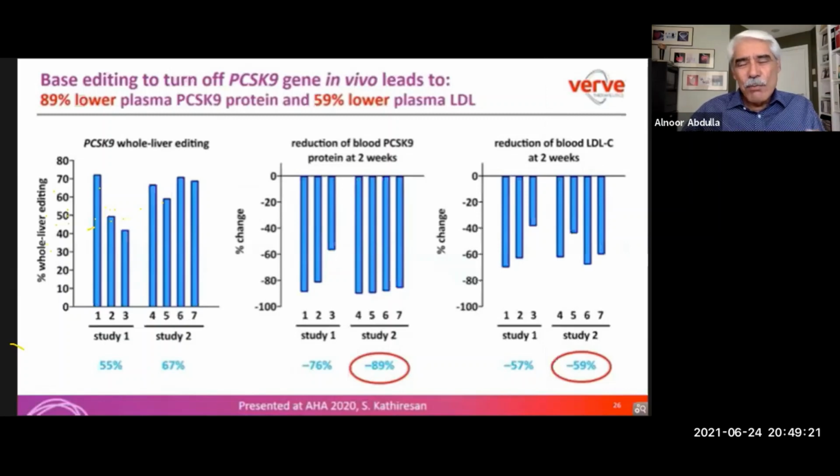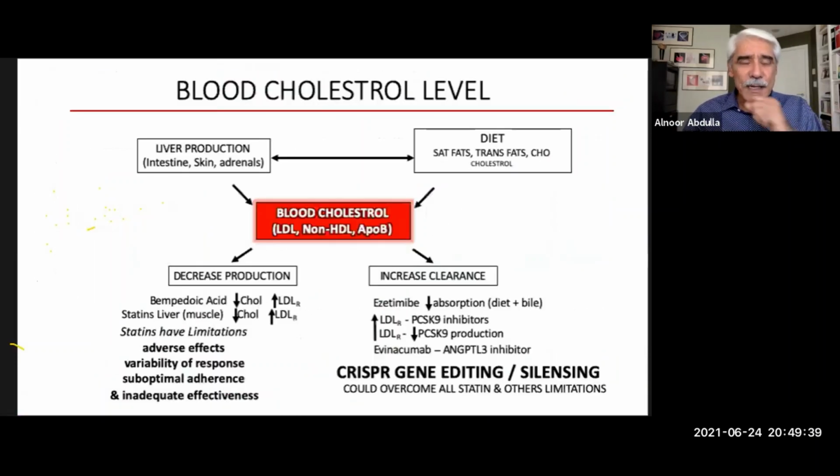So we are now moving from non-human primates to human studies, and that will bring about CRISPR gene editing or silencing in hyperlipidemia, as it has already done in other diseases like sickle cell disease. So back to our diagram, if we do CRISPR gene editing, it will work on the clearance of cholesterol through the LDL receptor, because it will essentially stop producing PCSK9.